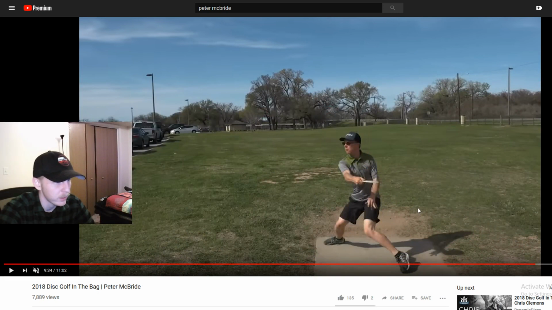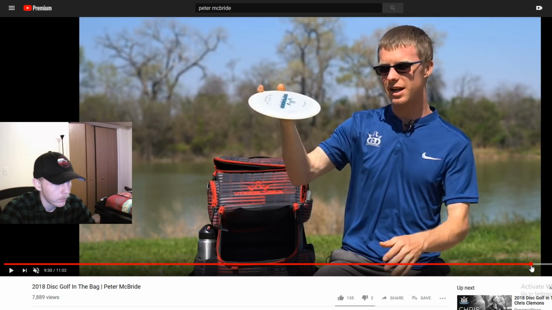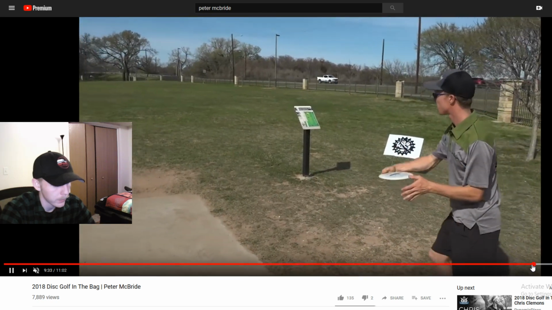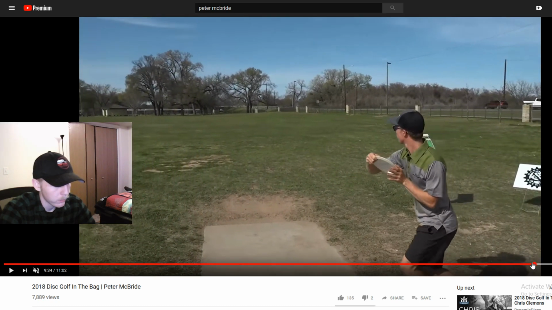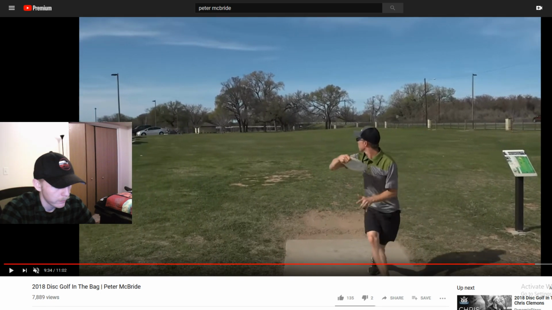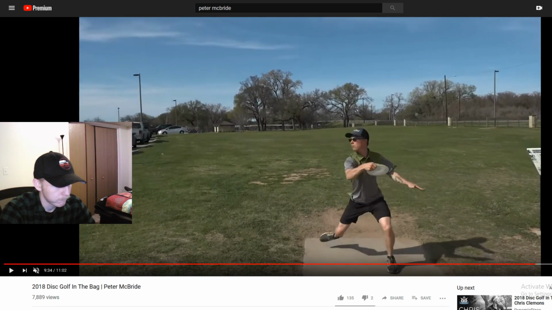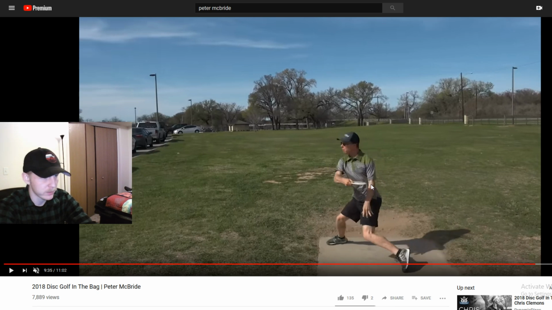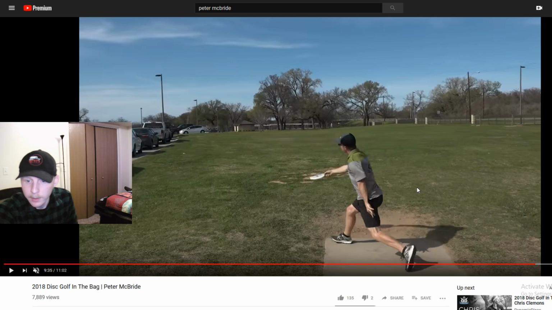Yeah, here's the throw. This is Peter McBride. I'm going to transition back here. Peter McBride, you can see here. Going frame by frame here. There, that's an optimal height for a reach back. See, it's about 6 inches or so below his collarbone. That's where you want it so the disc can come out nose down.